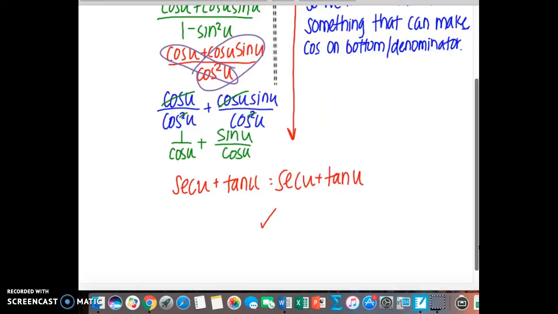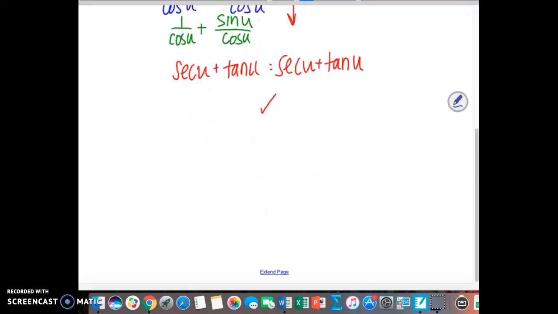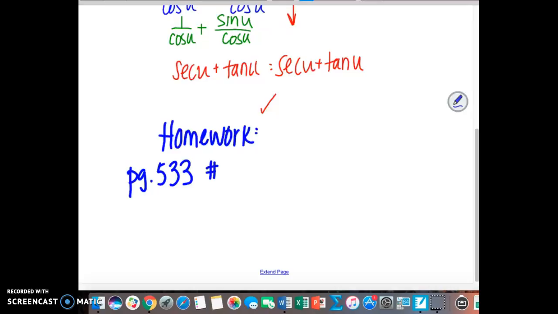And the homework for tonight, or for tomorrow, if you guys wanted to get a head start, is on page 533, numbers 26, 30, 34, 38, 46, and 50.